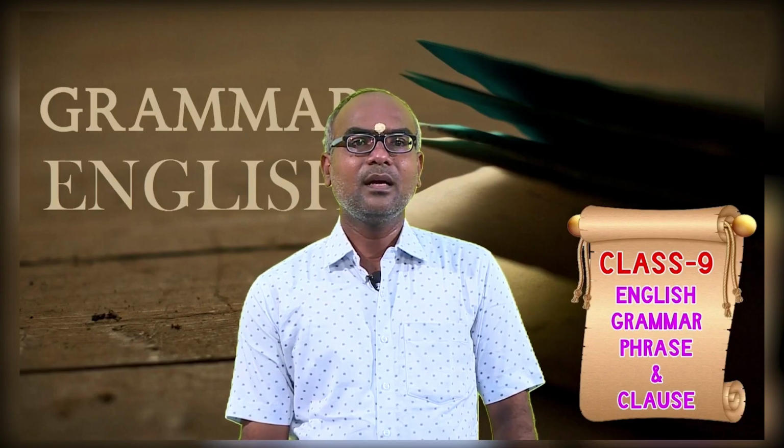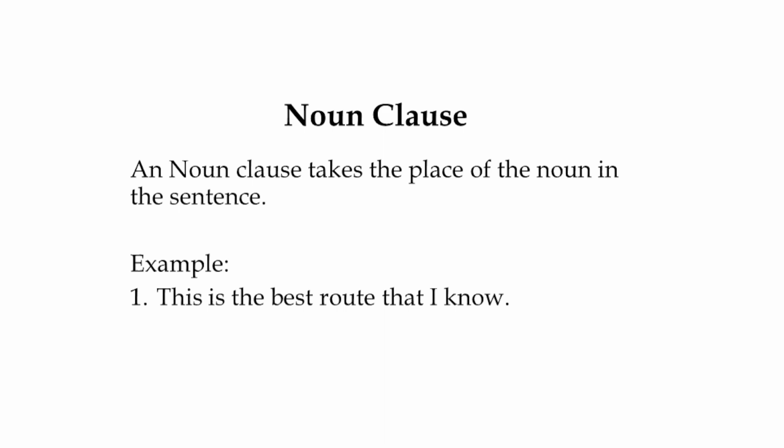The third one, noun clause. A noun clause takes the place of the noun in the sentence. Example, this is the best route that I know. Here, noun. This is the best route. This is the best route that I know.